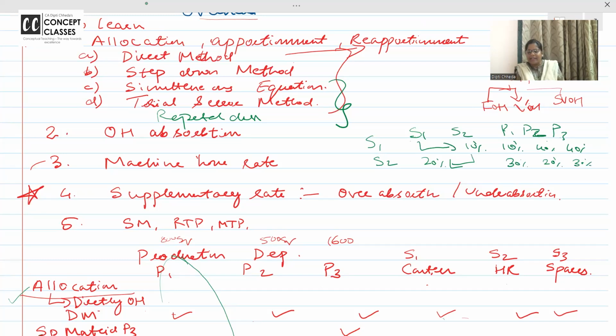Are you getting it? S1 is giving service 10% to S2. So S2 is saying my own expenditure plus S1's 10% is also my expense, right? Adding that, I'll allocate. S2 is saying my own expenditure plus what came from S1, all that I'll allocate to S1. So for this we will use simultaneous equation method, trial and error method, repeated distribution method.